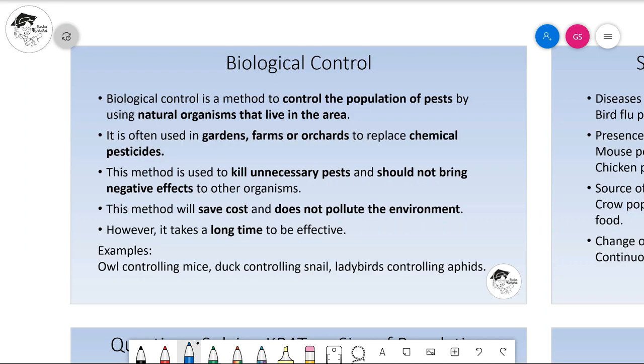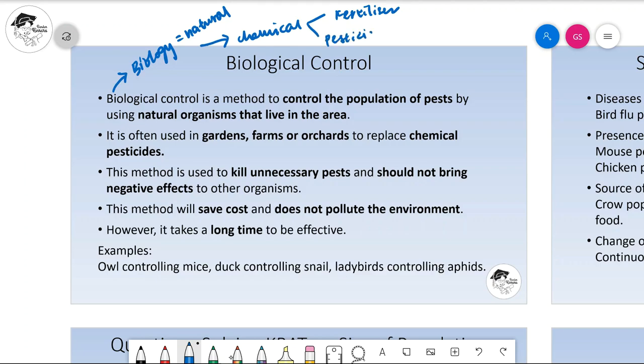Now, let's see biological control. From the name, the word bio gives you a hint that we are doing something using biology. It means this is a natural way of controlling. If we don't use a biological way to control, the opposite is using what we call chemical means of controlling. Things like fertilizer, okay, fertilizer is a chemical. What else? Things like pesticide.